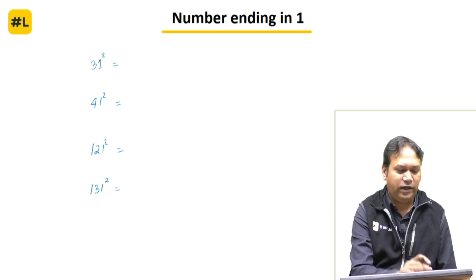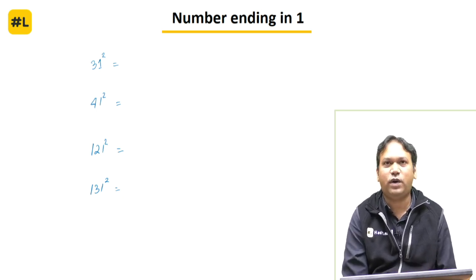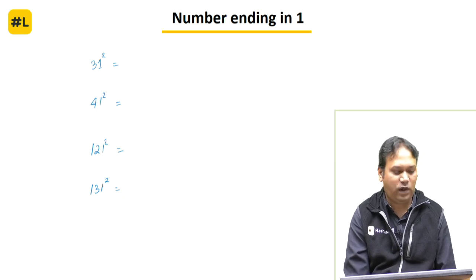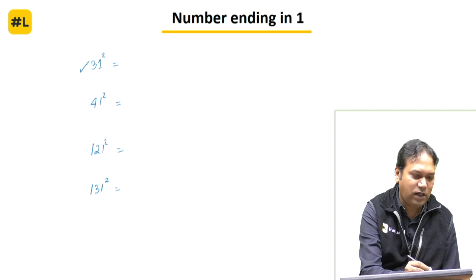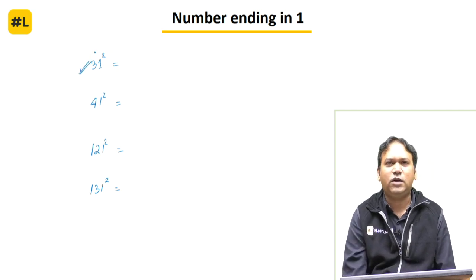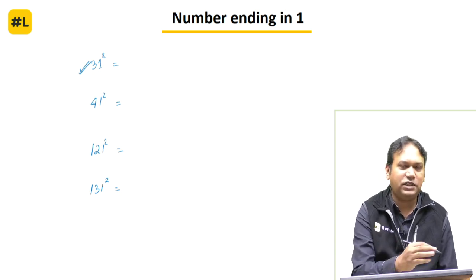2.5 seconds each. 10 seconds, I want all the answers. 31 square, 41 square, 121 square, 131 square. Can a person get the answer for 31 square in 10 seconds first? Quickly. What is 31 square? How to do it in 2 seconds? That we'll see later. First you try and get the answer.